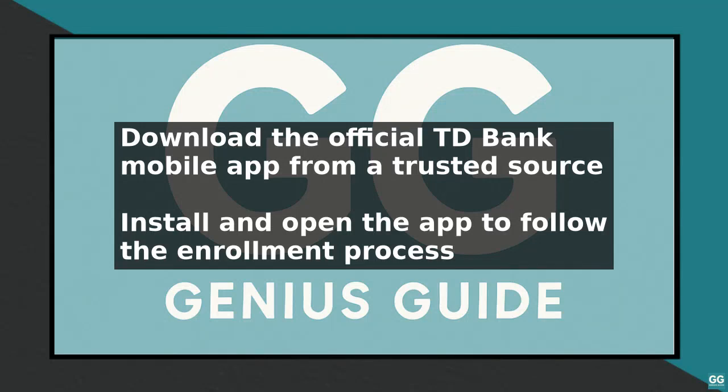Best practices for TD Bank mobile banking begin with downloading and installing the official TD Bank mobile app from a trusted source such as the App Store or Google Play. Once installed, open the app and follow the enrollment process to set up your account.